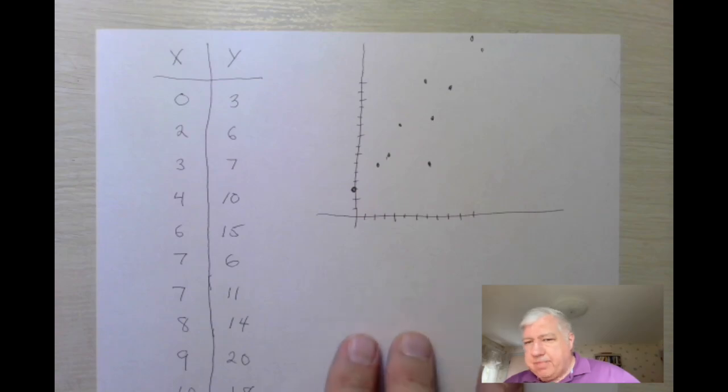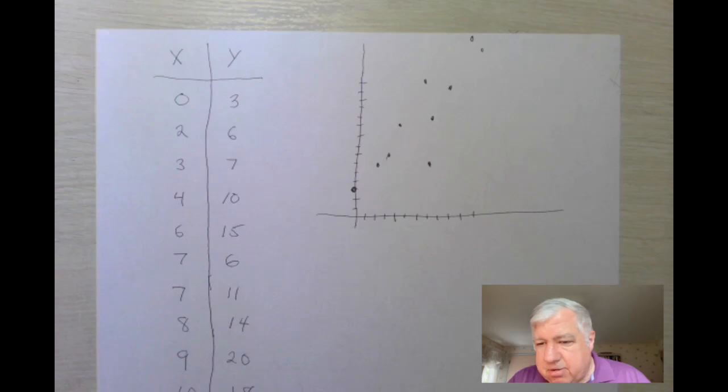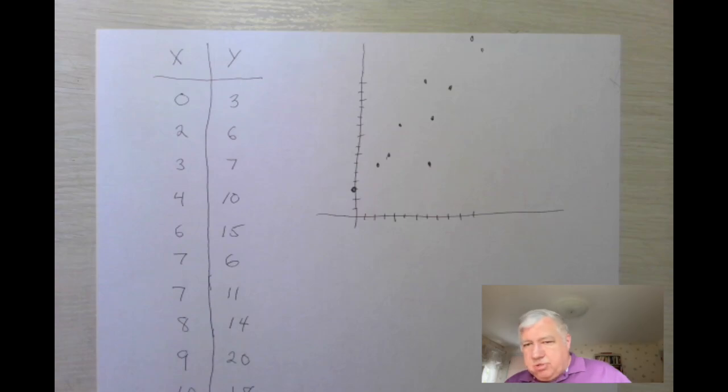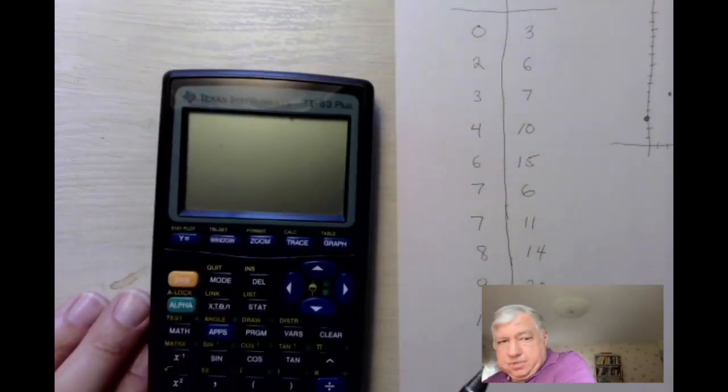If you plot them by hand, this is what you get. So you can see it looks like there's going to be some sort of positive linear correlation here. We'll find out what the correlation coefficient is in a minute, but I just want to show you how you do this on your calculator. Okay, so here we are.